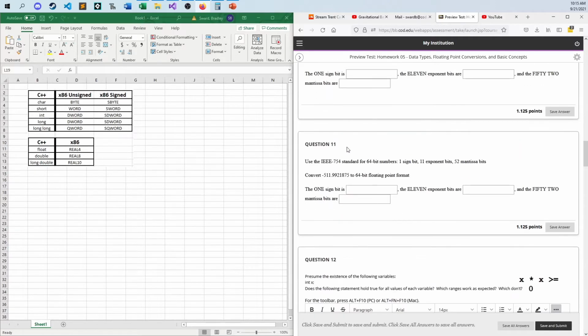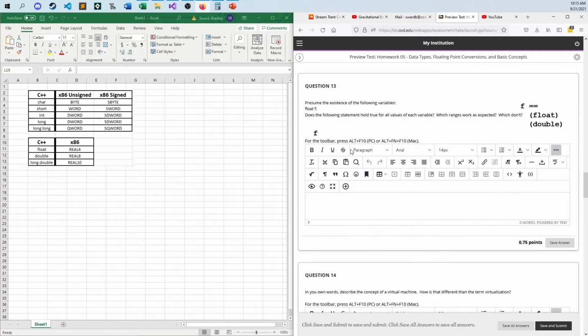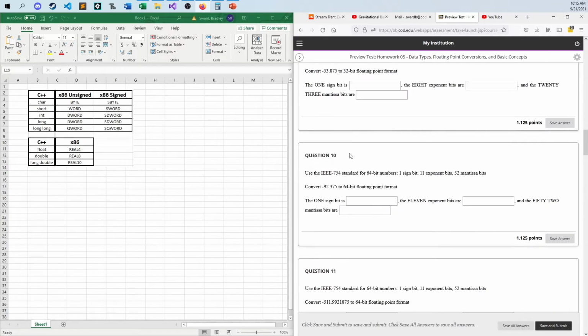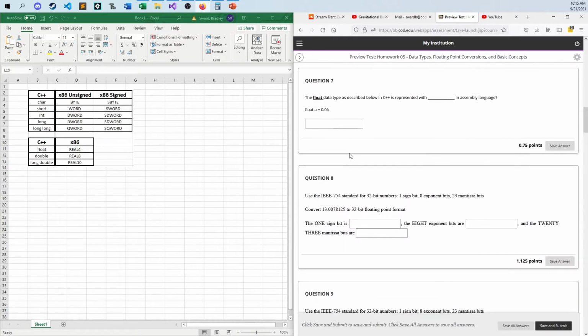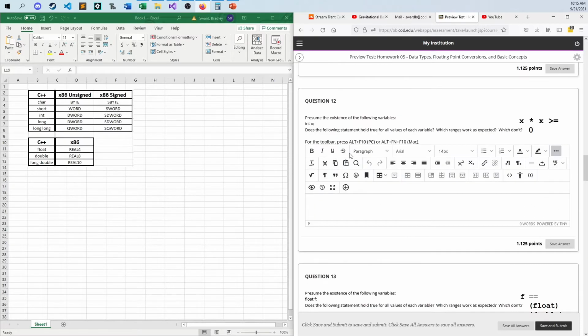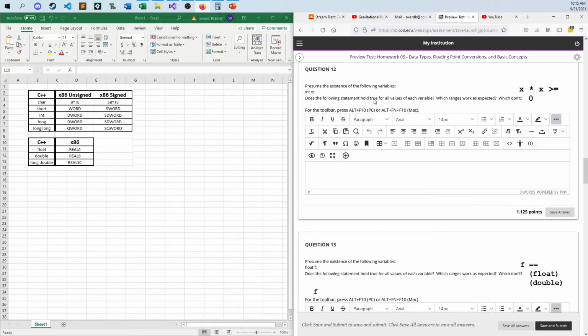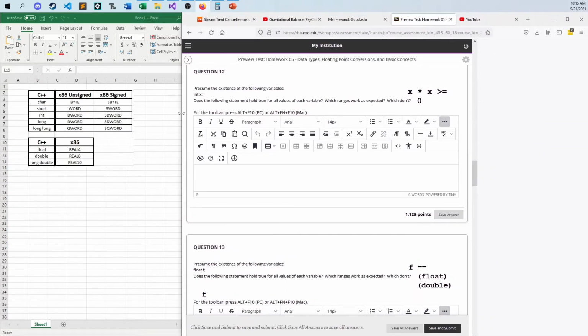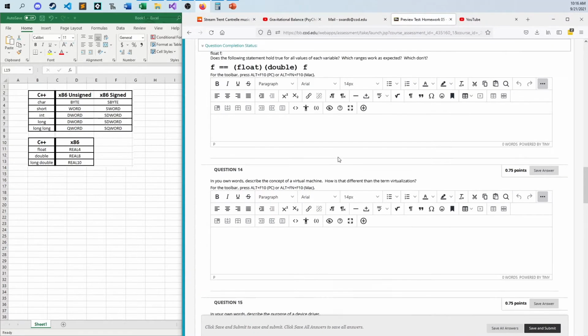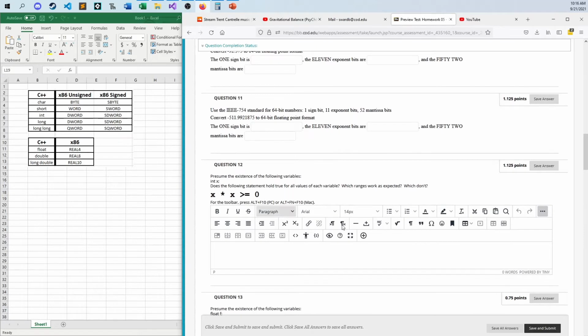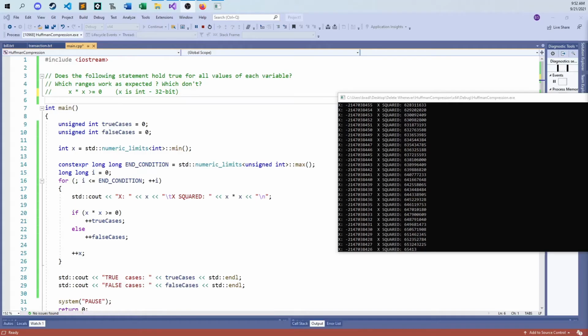And now let's talk about the thought experiment here for answering questions, things like questions 12 and 13, and specifically question 12 here. Let's talk about it right now. So let's take a look at this thought experiment.